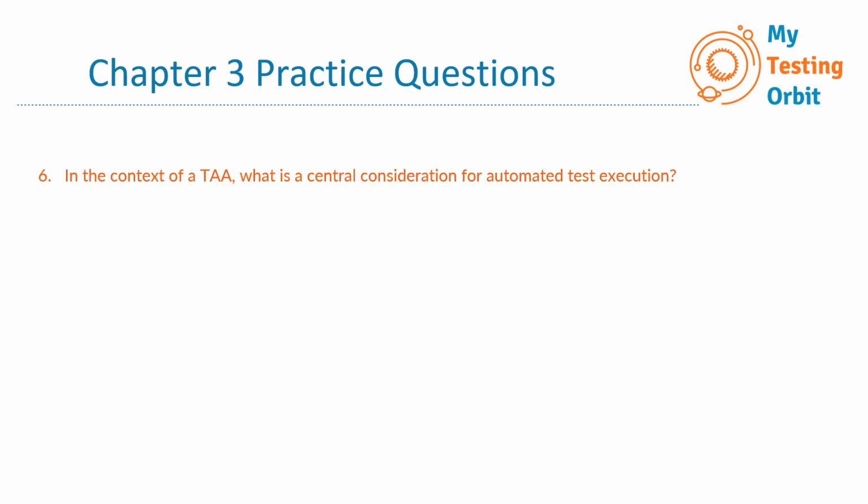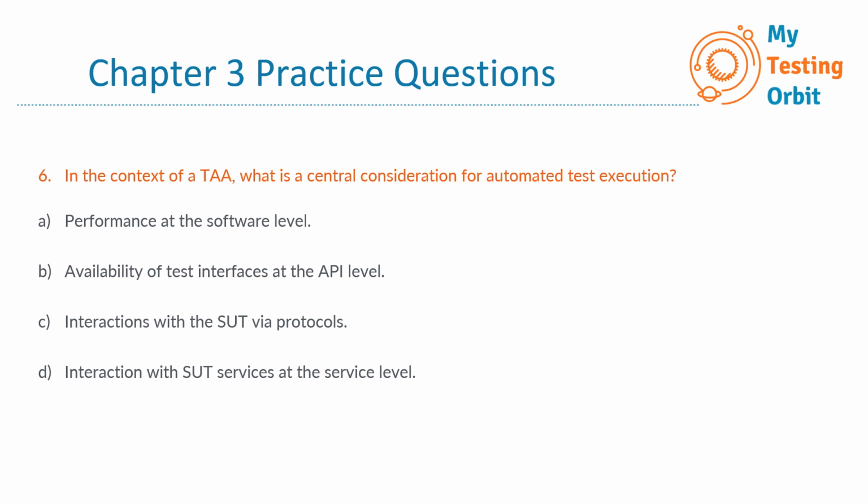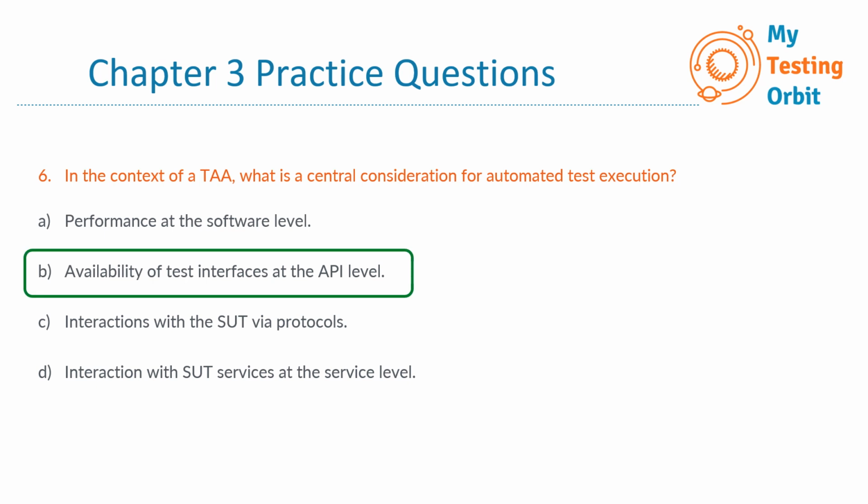Question number 6. In the context of a TAA, what is a central consideration for automated test execution? And the options are A, performance at the software level, B, availability of test interfaces at the API level, C, interactions with the SUT via protocols, and D, interaction with SUT services at the service level. And the correct answer is option B, availability of test interfaces at the API level.